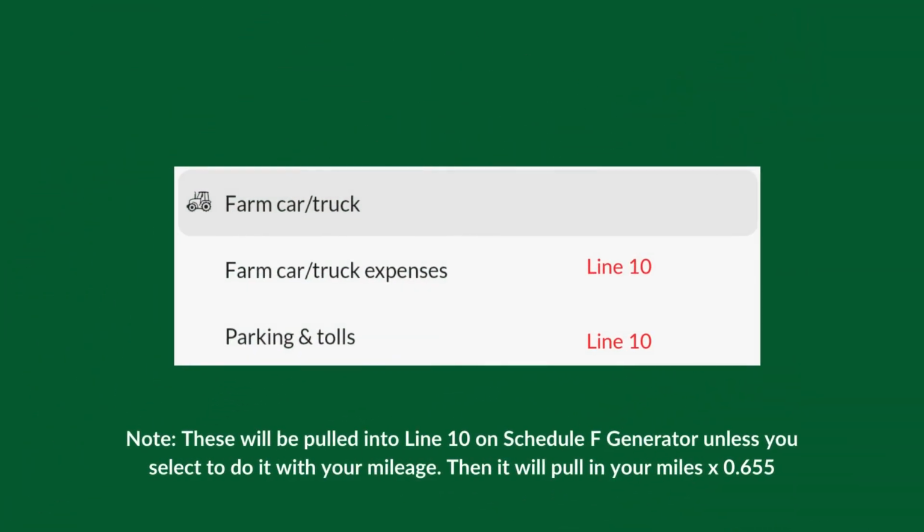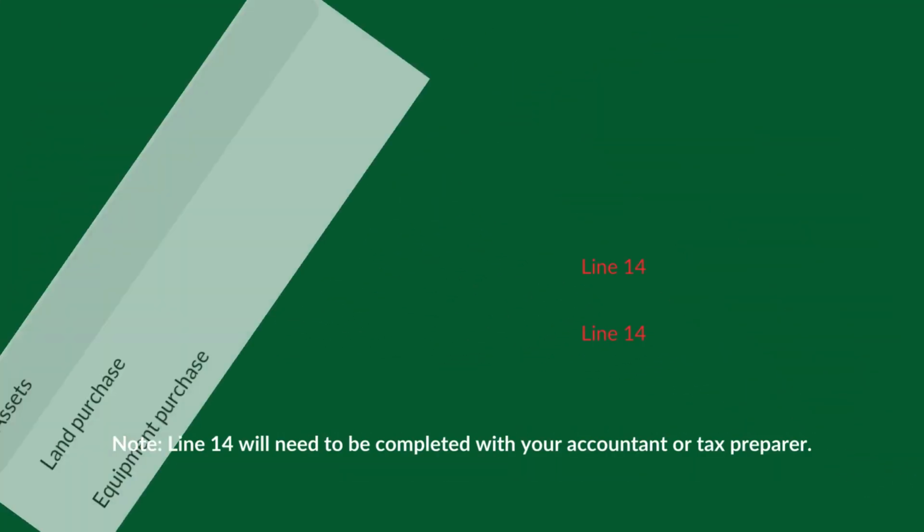Next, we have farm car and truck expenses and parking and tolls. These will be going to line number 10 on your Schedule F generator unless you select to do it with your mileage. Then the Schedule F generator will pull your miles that you have in the Tracks app times 0.655, which is the federal mileage rate.